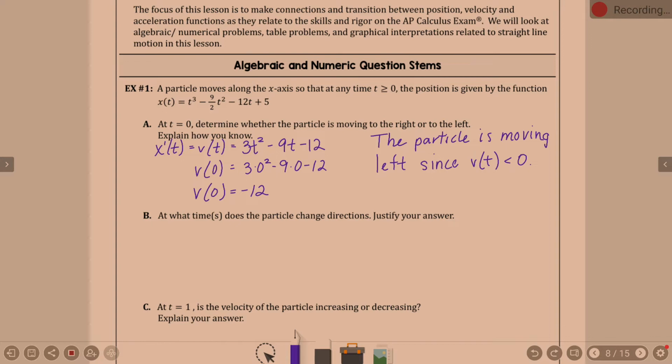What do we need to know here? When velocity is 0, yes. And didn't we just find a velocity equation? Yeah. We know velocity is 3t squared minus 9t minus 12. The particle is going to change directions when that velocity is 0, because that means it's a brief or long, but pause or stop, right?